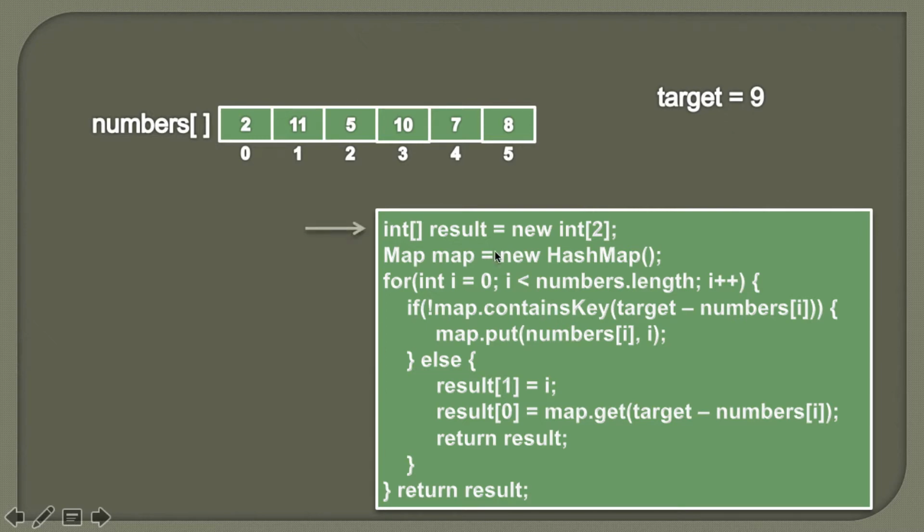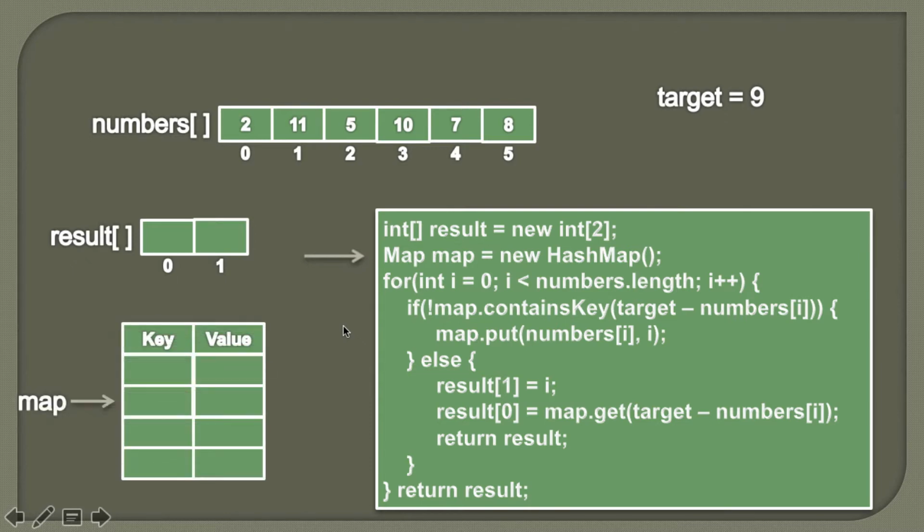As we need to return the indices of it, we will store them in an integer array having two elements. So we need to return the indices of two such numbers, and we'll store them in the result array. It would be something like this. First we'll create a hash map. We'll see what the significance of this hash map is.